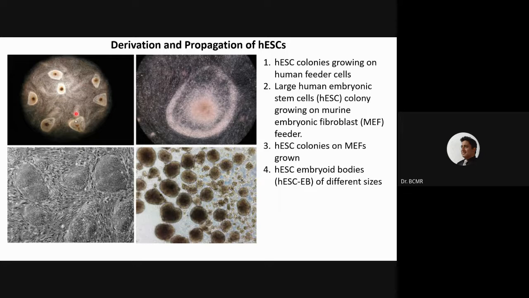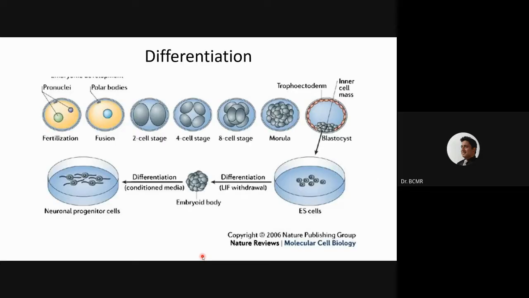This would be the feeder layer, and these are colonies of human embryonic stem cells. This is a blow up, I guess. And these are the embryoid bodies, that is how they would look. So the next step is differentiation. Right, we want to get from here to here. We have come till embryoid body formation, and now we need to go further.